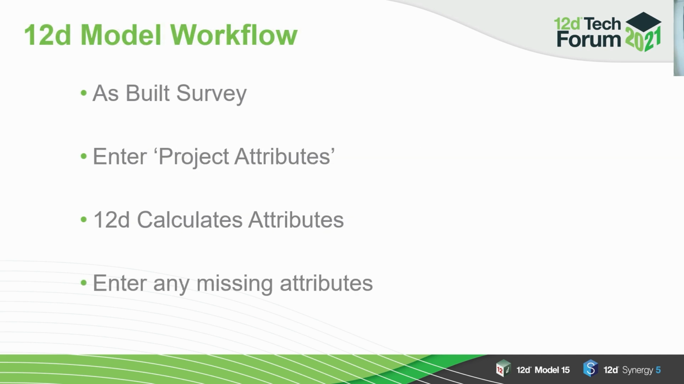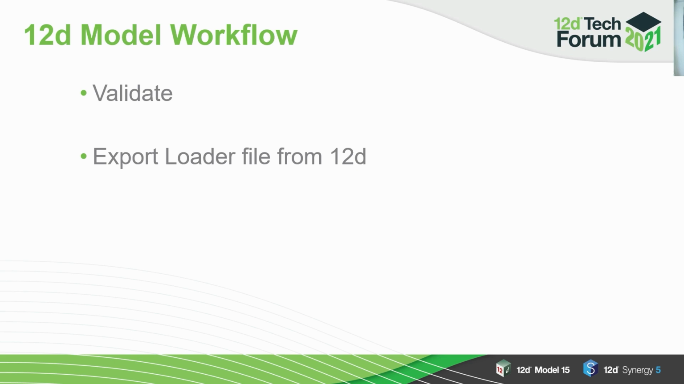We've come up with new tools and a workflow that'll get you a lot of the data for RAMS generated by 12D. Essentially, you take your as-built survey, you enter any additional attributes that are needed, you use project attributes to populate the entities with things that are on every string. You manually enter any missing attributes. You then validate the data and you generate the RAMS loader file directly from 12D. That's what I'm going to show you now.